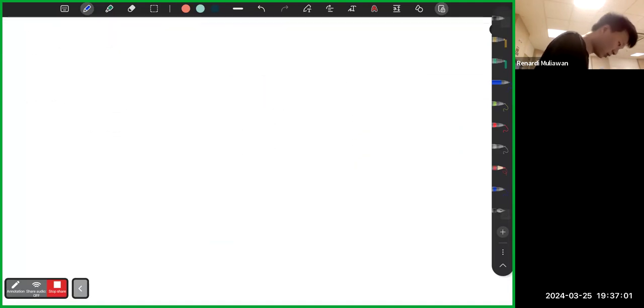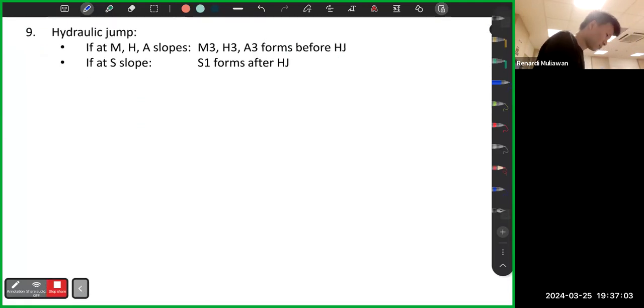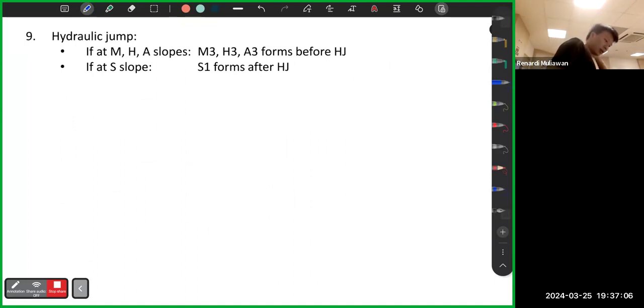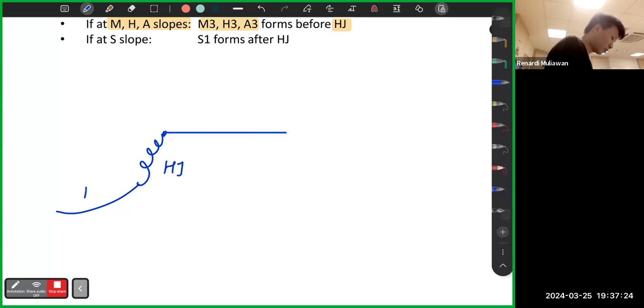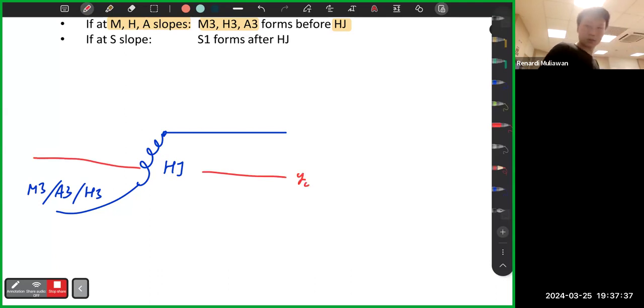The final one is this one, I think. So hydraulic jump. Okay. So for M, H, and A, it's always M3, H3, A3, then hydraulic jump. Means like this: M3, hydraulic jump. Then like that. That's for mild slope, and H or A is the same. It's always like this.